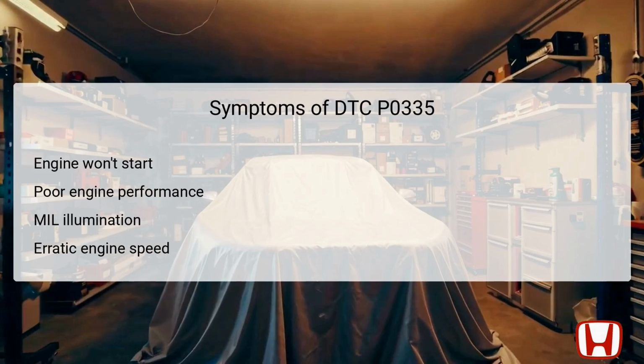When experiencing DTC P0335, several symptoms may manifest in the vehicle's operation. One of the most apparent signs is that the engine may fail to start altogether, leaving the driver unable to operate the vehicle. If the engine does start, it may exhibit poor performance, characterized by sluggish acceleration or misfires, as the ECU struggles to manage timing without proper input from the CKP sensor. Another clear symptom is the illumination of the malfunction indicator light, MIL, on the dashboard, a visual cue indicating that a diagnostic issue has been detected.